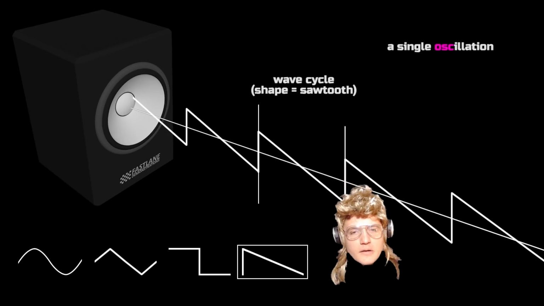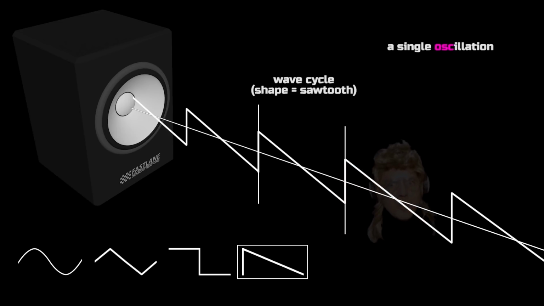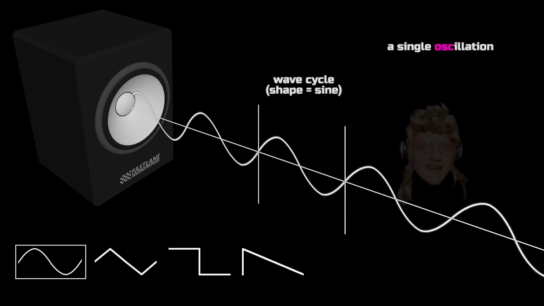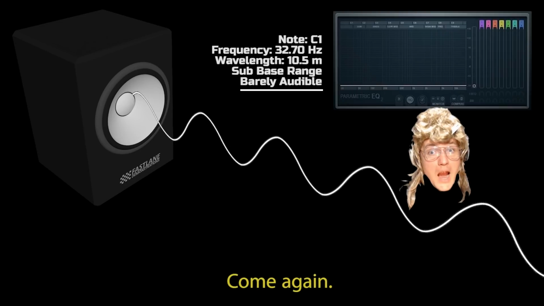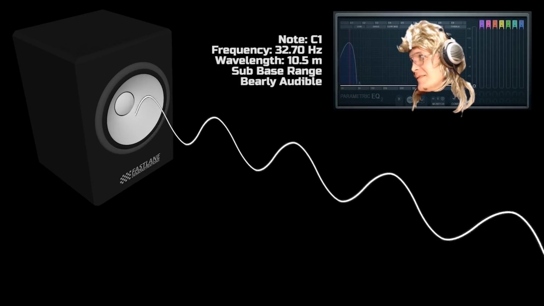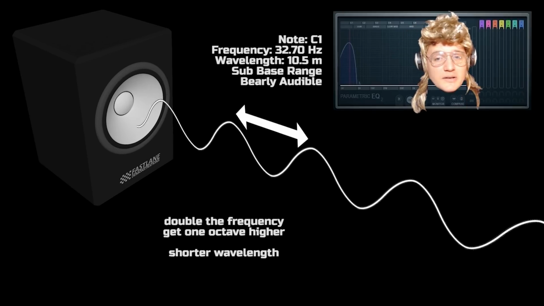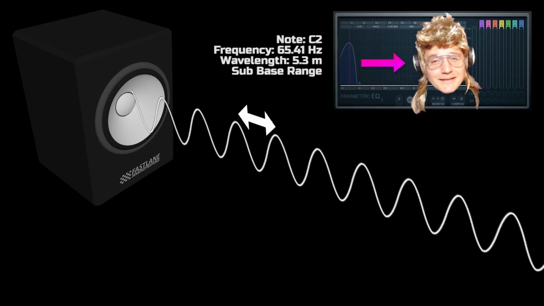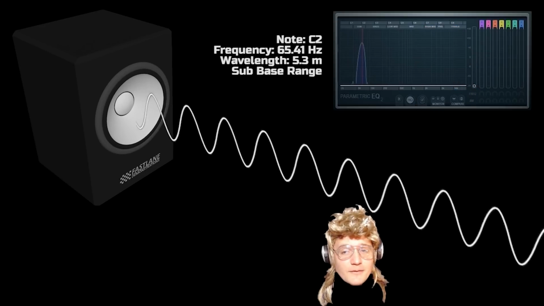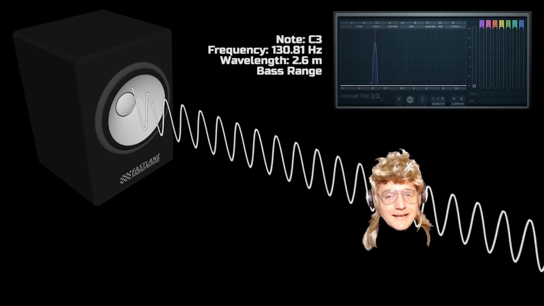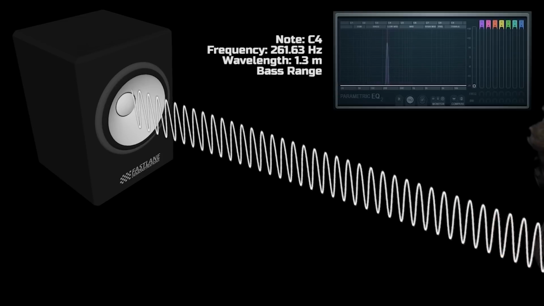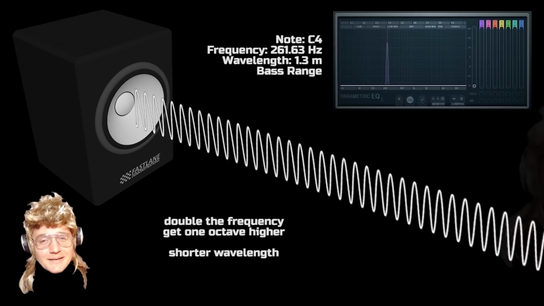So let's get out the parametric equalizer. This wave is barely audible. Double that frequency. One octave higher. Double that frequency. One octave higher. Double that frequency. One octave higher.